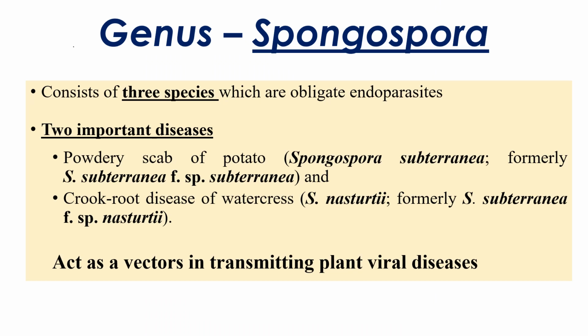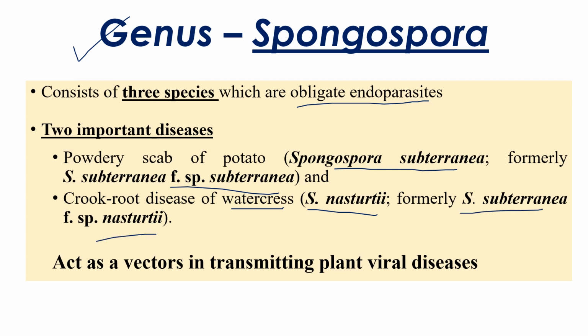So the next genus is Spongospora. Spongospora mainly consists of 3 important species. They are also obligate endoparasites. The first one is powdery scab of potato, which is caused by Spongospora subterranea, formerly called Spongospora subterranea f. sp. subterranea. And crook root of watercress, which is caused by Spongospora nasturtii, formerly called Spongospora subterranea f. sp. nasturtii.